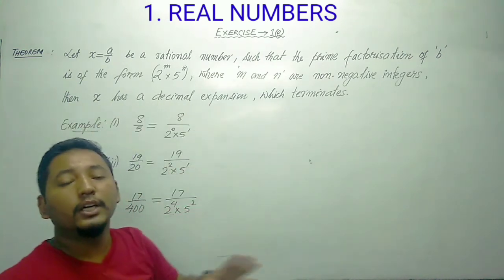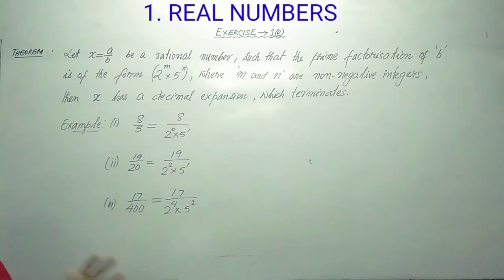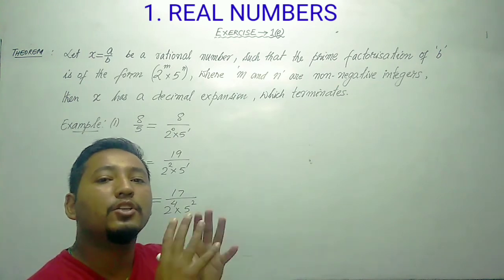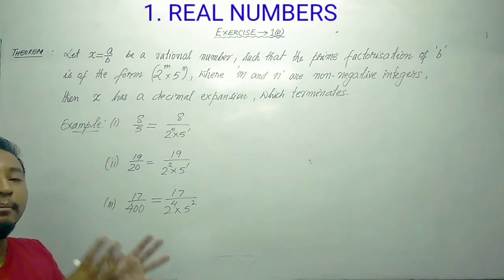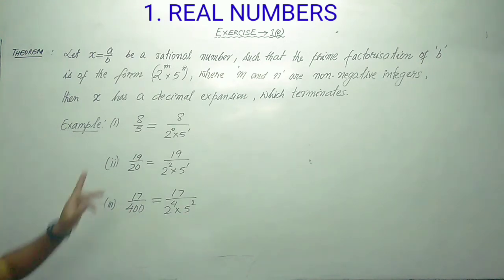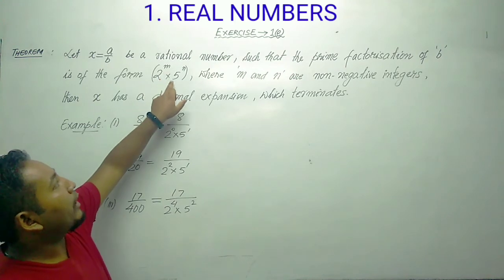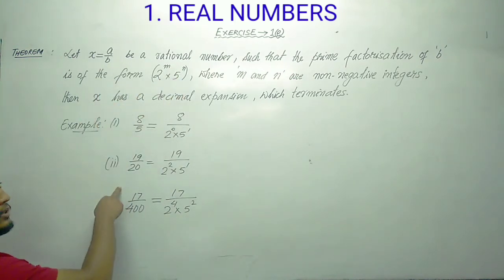Now we are talking about terminating decimals. What do terminating decimals mean? When the division of a certain number stops, it completes, then we say the decimal number is a terminating decimal number. Now what does it mean? 2 to the power m into 5 to the power n. Now you have to check the denominator. These are some examples. Now check.